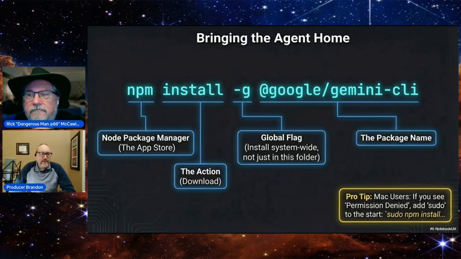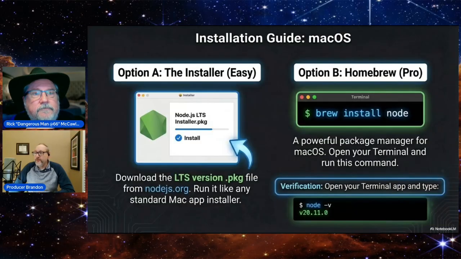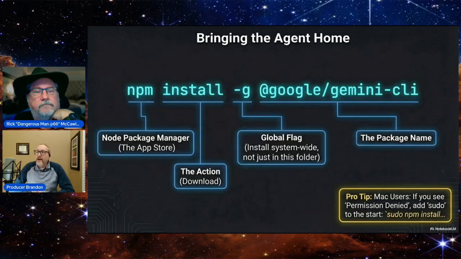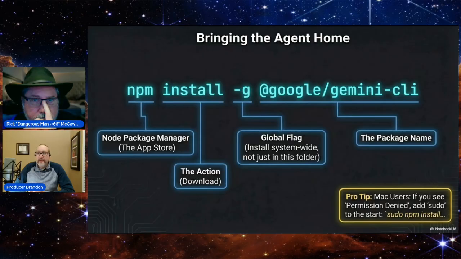It'll flag it to you if it doesn't think you're installing it in an environment that it has. So once you get Node.js installed, and Rick, you can feel free to do this, just go to nodejs.org right now. While I go over this next part, you can download it on the side, and then you can run this after the show. But the next thing you need to do now that you've built your house with Node.js is bring the agent home.